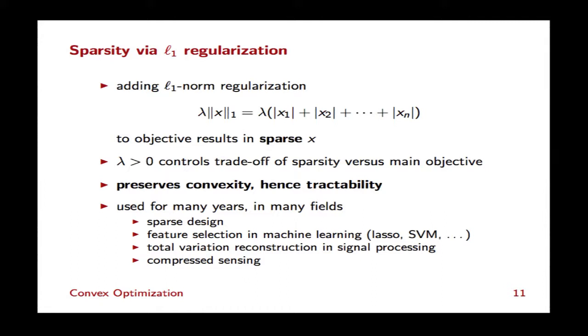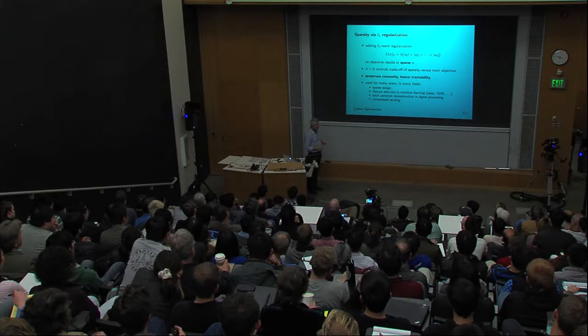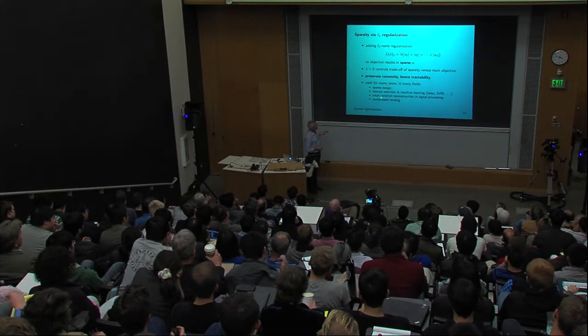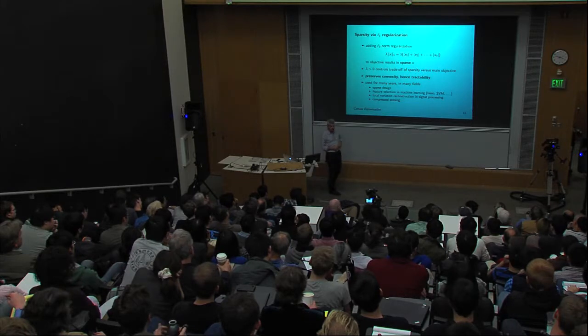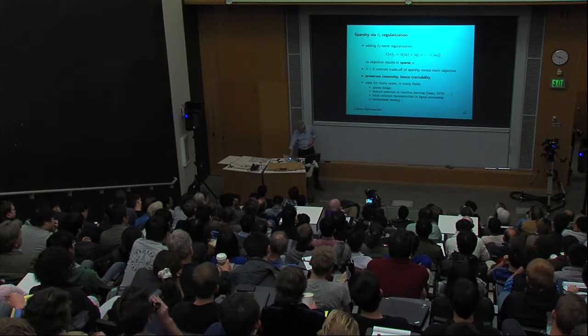So this has been used for many years in many fields. In sparse engineering design, you do this. Feature selection in machine learning, you can do this with it. It's amazing. I'll describe some examples of that a bit later. Total variation reconstruction and signal processing, and compressed sensing would be examples. And we'll look at some.